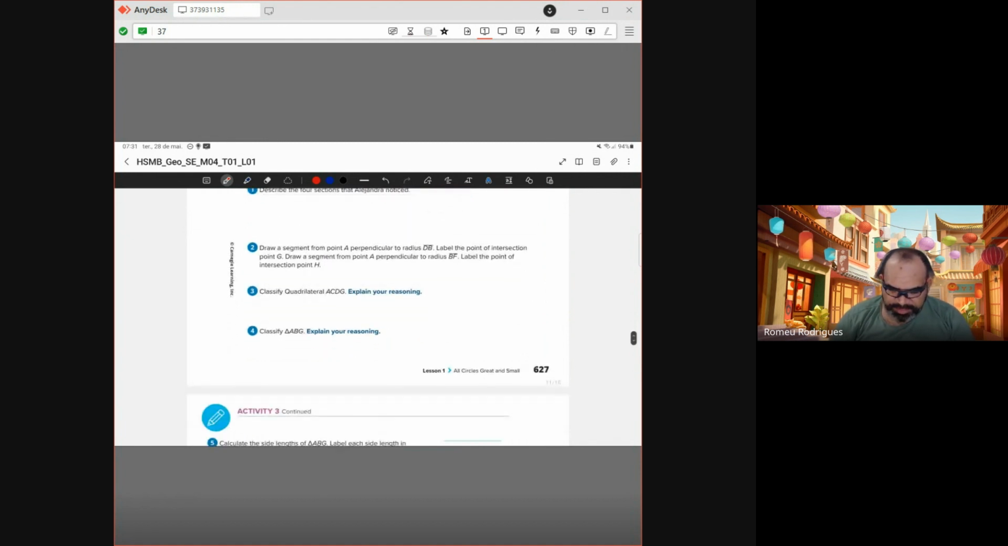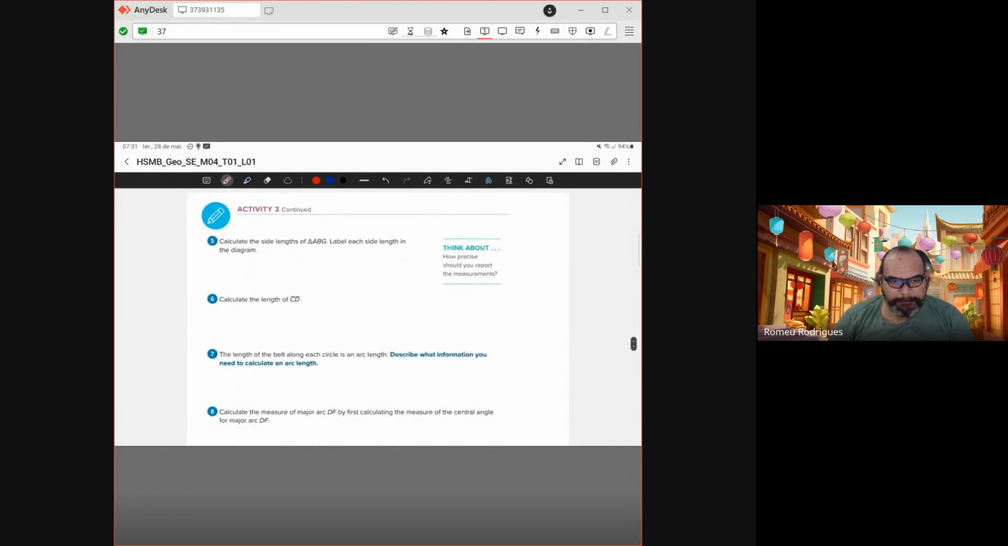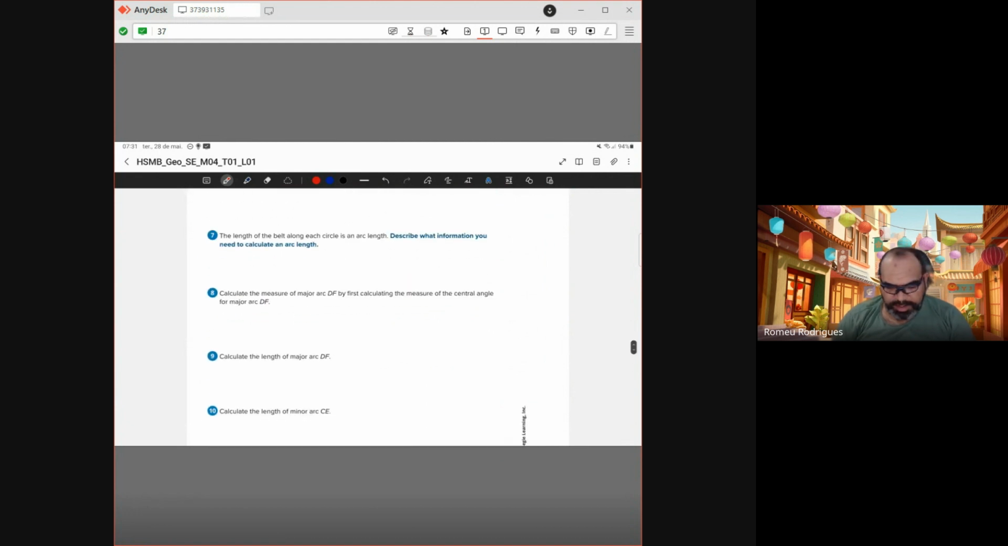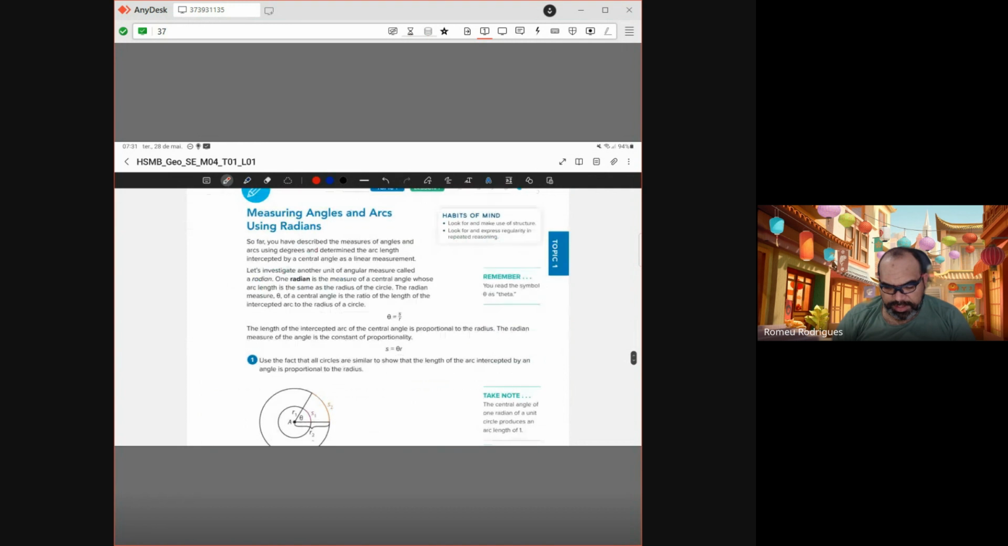This number 4 we can skip, no problem. Number 5, we just label the sections. I will just skip this point here. We're not calculating this one here. Okay. And activity number 4, we're calculating radians.